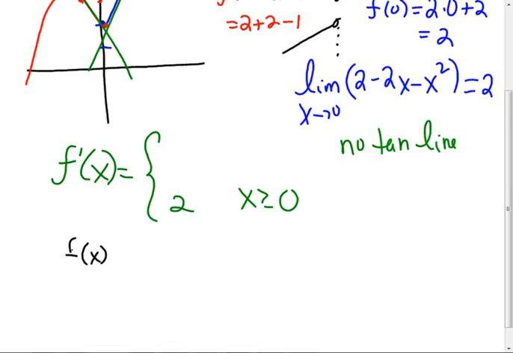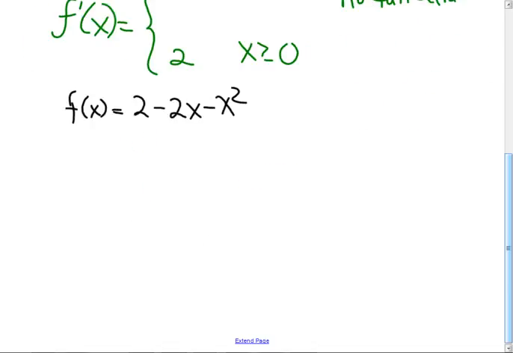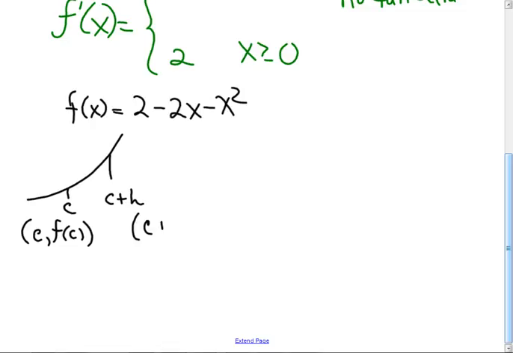f of x is equal to 2 minus 2x minus x squared. Okay. So let's find it. How do you find the slope of the tangent line? Remember? Here's the C. There's C plus H. What's this ordered pair? f of C. And this is C plus H, f of C plus H.